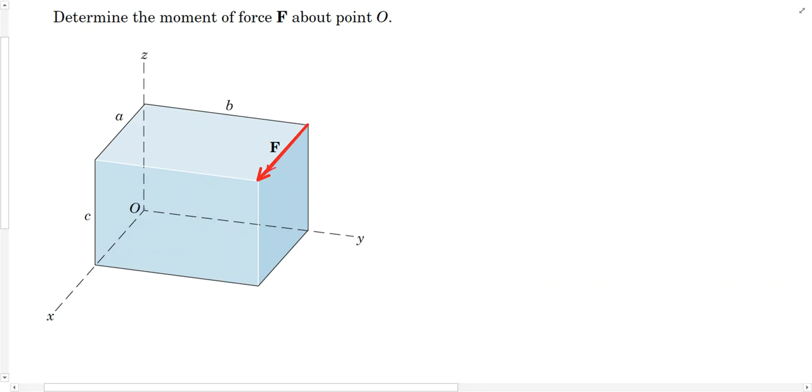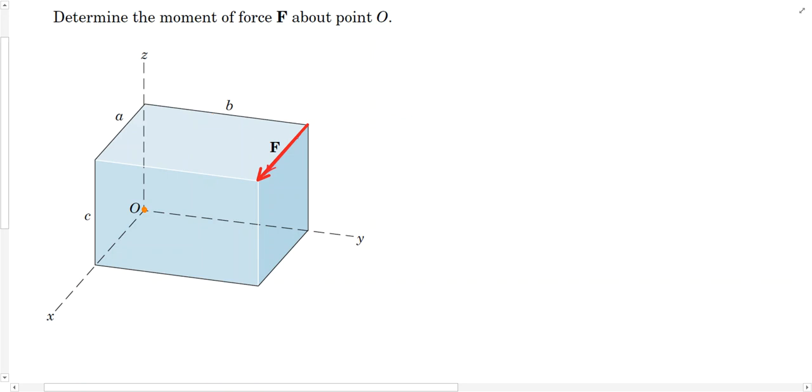So point O is back here at the rear of this parallelepiped, and for the force, we note that it is parallel to the x-axis. So F will not create a moment around the x-axis. It could only push in that direction. So we don't have to consider a moment around the x-axis or in the i direction. But it can create moments around the y and the z axes because it does not intersect either of those axes.